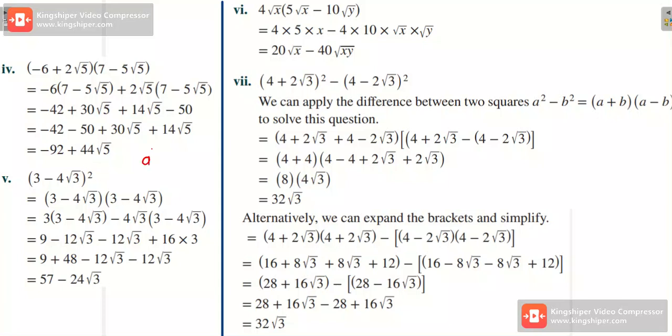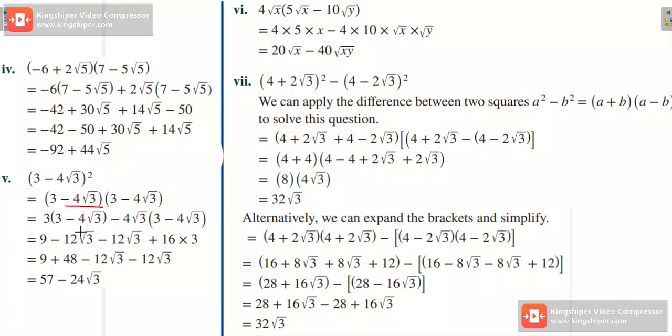Now we know that any number squared is just the number times itself. So 3 minus 4 root 3 squared is the same as 3 minus 4 root 3 times itself. Then we apply the distributive property, where we take the 3 to multiply the last bracket, which is 3 minus 4 root 3. Then we also take the negative 4 root 3 to multiply the second bracket again.